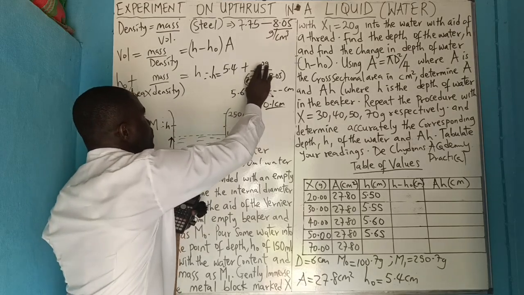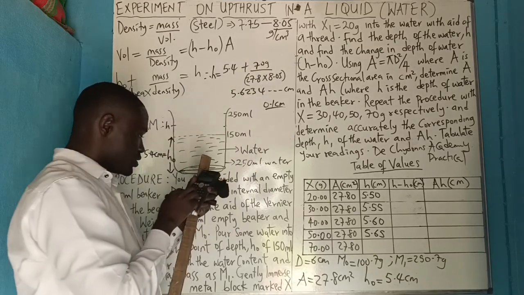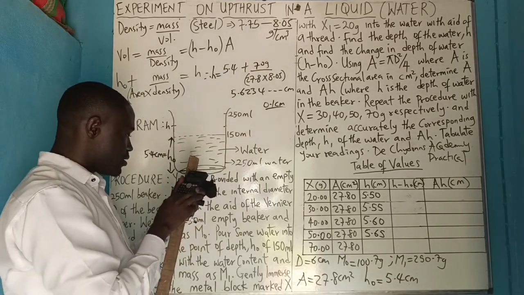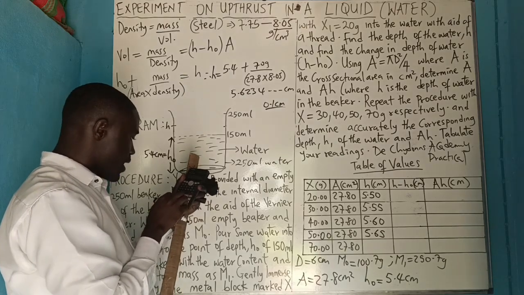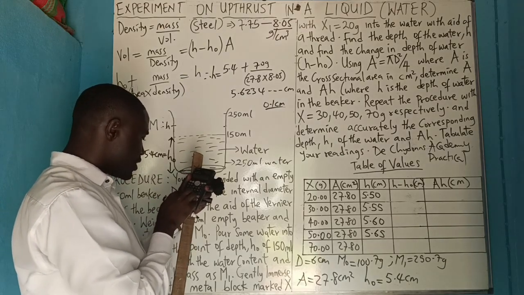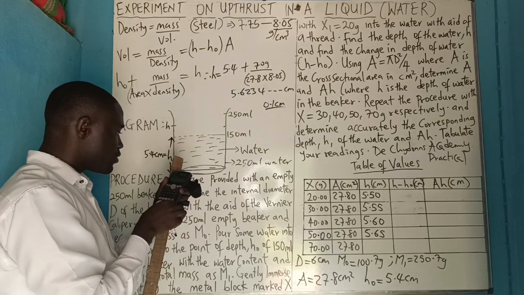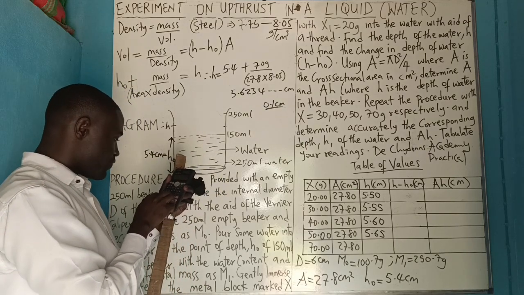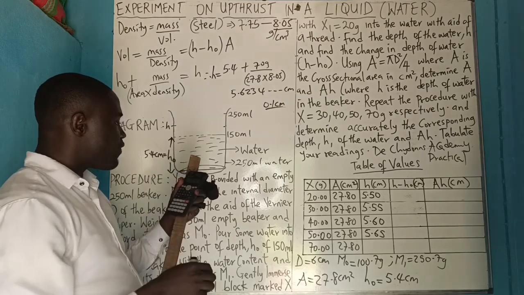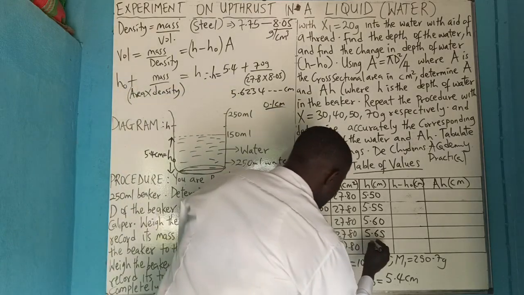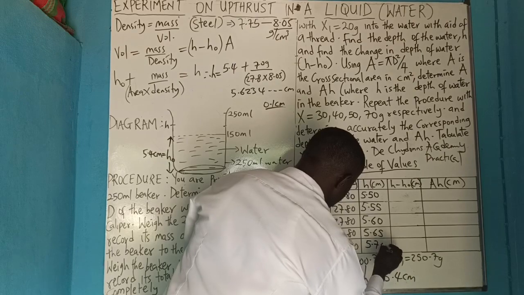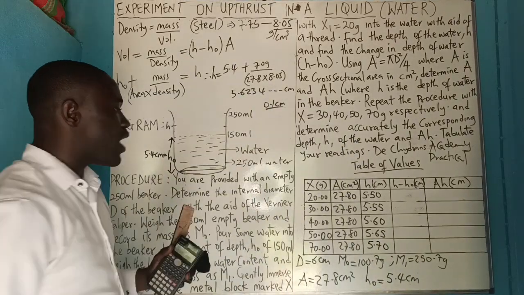Change here to 70. 70 divided by bracket 27.8 times 8.05 plus 5.4 gives 5.71. We approximate it to 5.70. We have gotten our height.